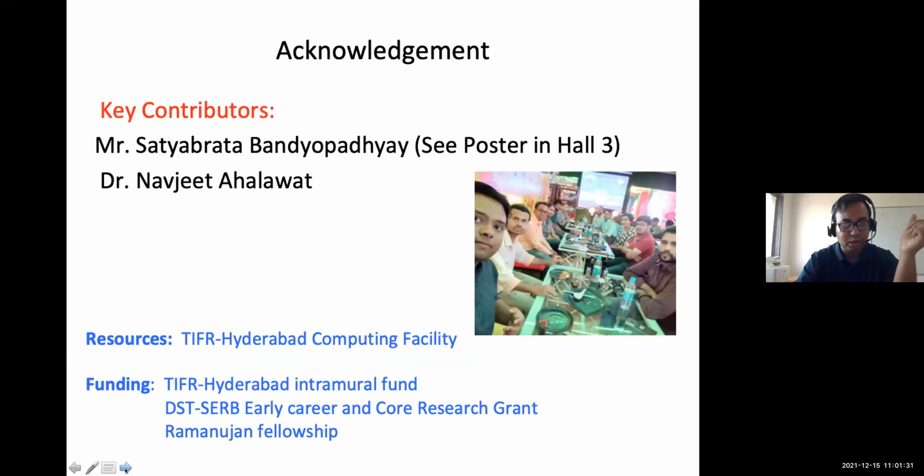Finally, this work should be acknowledged, because most of this autoencoder result was generated by my PhD student Satyabroto, who also has a poster in hall 3. Please have a look at it. Many of the ideas on dimensional reduction started from my former postdoc, Navjit, who is right now a faculty at a state university. I thank both of them. Most importantly, the computing facility we get from our institute has been instrumental for this work, and the funding came from our intramural fund and the ACRB early career and core research grant.